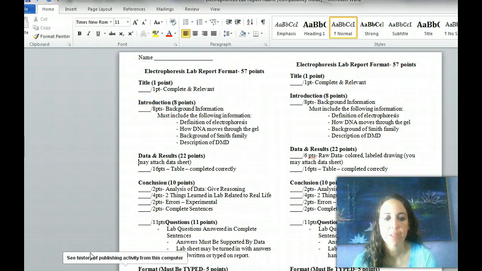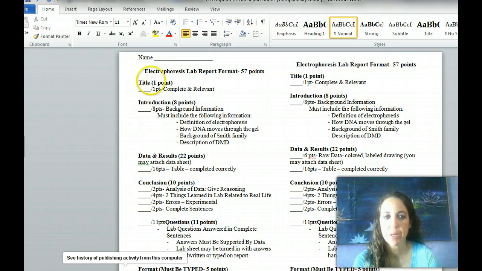Everyone, I just wanted to spend a few minutes talking to you about the lab report that you have coming up that's due and your project that's coming up. So your lab report is due on Monday, so this is the rubric that I gave you the other day. I wanted to spend a few minutes talking to you about that.